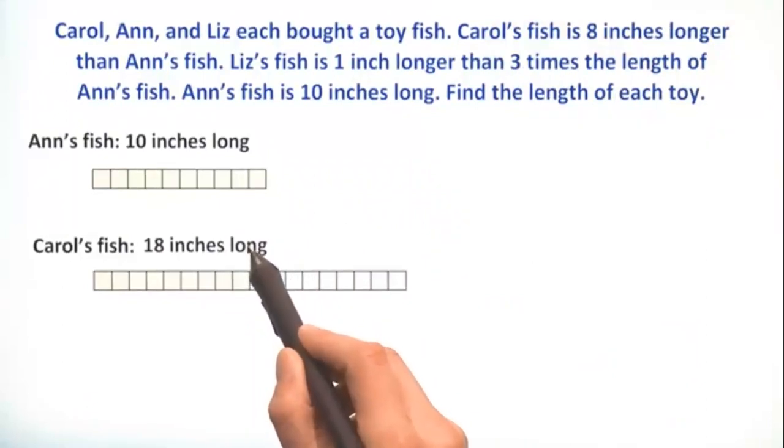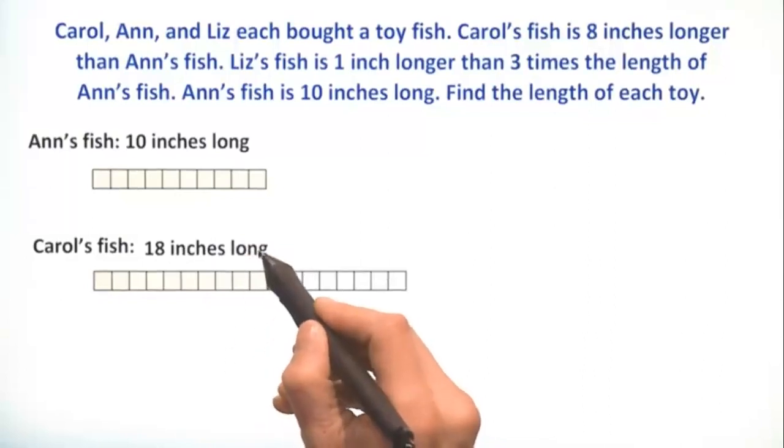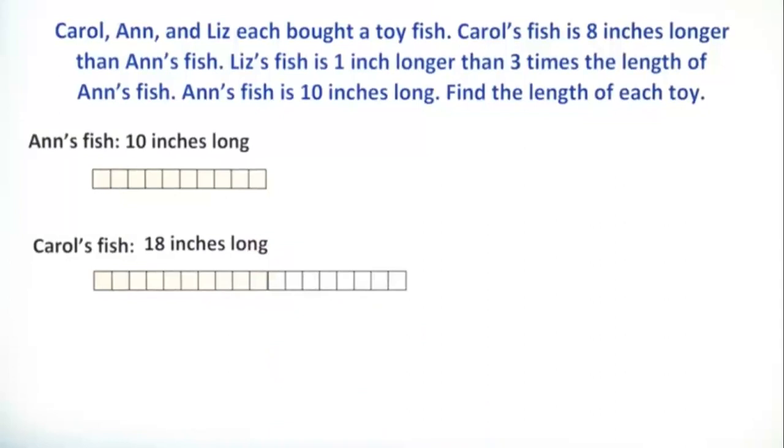And you see how we're taking what seemed like a very, very complicated question, but through modeling and through just thinking about what we know and picking the best thing to start with, in this case Ann's fish, we're making progress. Now, what about Liz? So let's do Liz last.